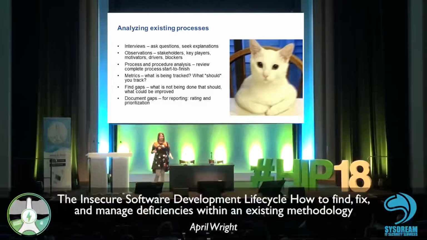When we find gaps, when we find a place where security is not how it should be, or that something is not being reviewed by security, or that there's no input from security, or something like that, then we need to document those and keep track of them and report them and try to fix them. So that's where we're going with this.